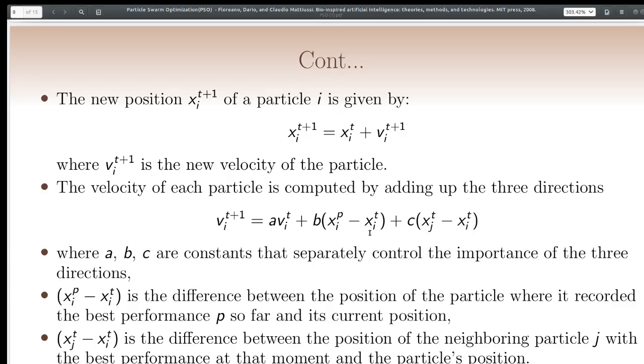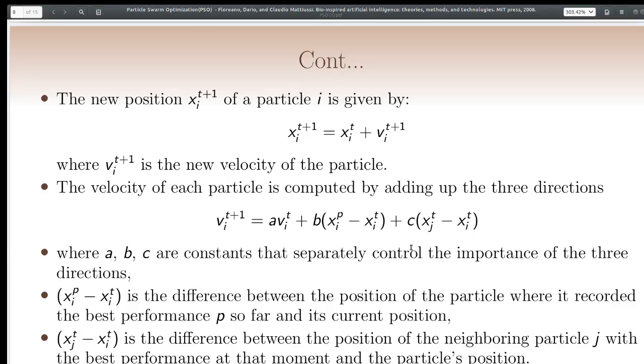So what is this new velocity? The new velocity is equal to a times vi(t) plus b times (xip minus xi(t)) plus c times (xj(t) minus xi(t)), where a, b, c are the constants or weights. They can separately control the importance of the three terms, or the three directions.